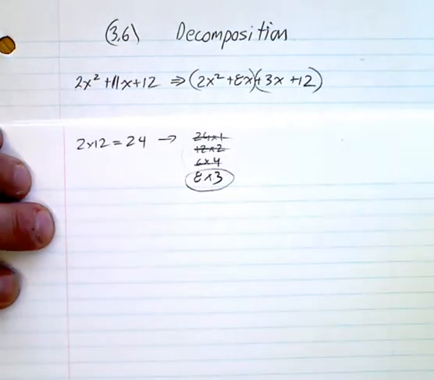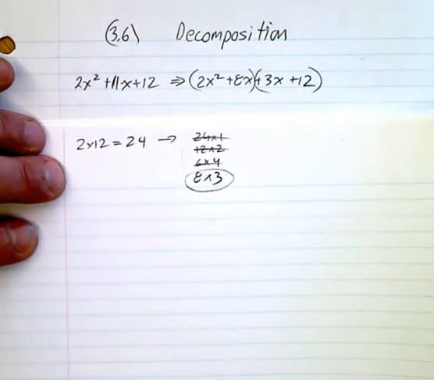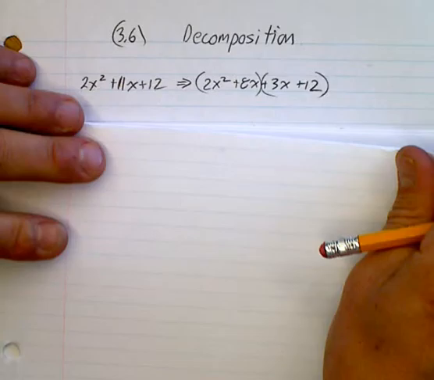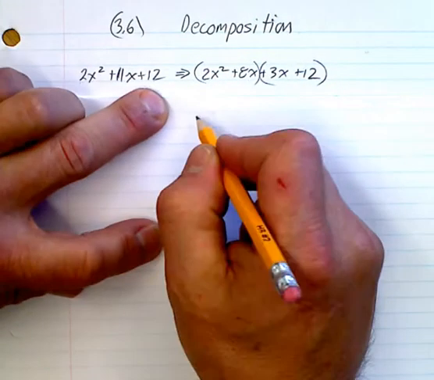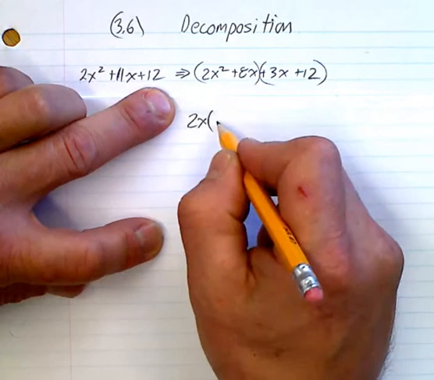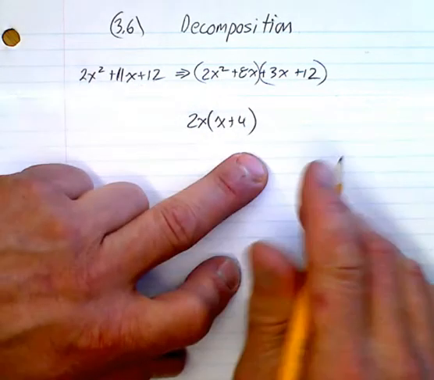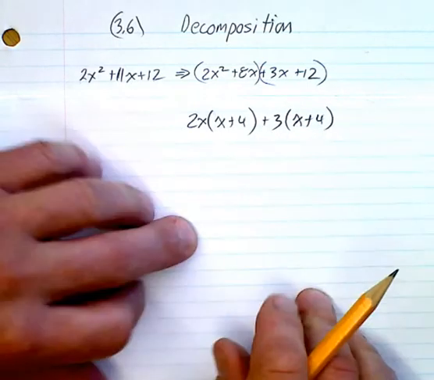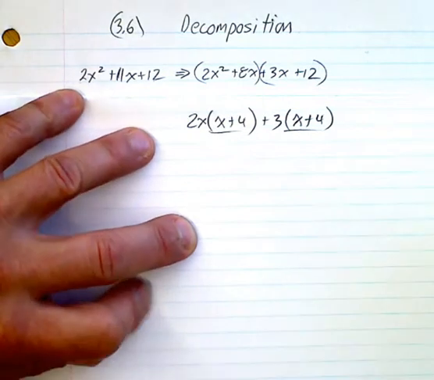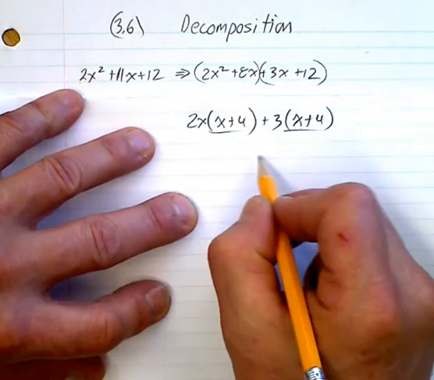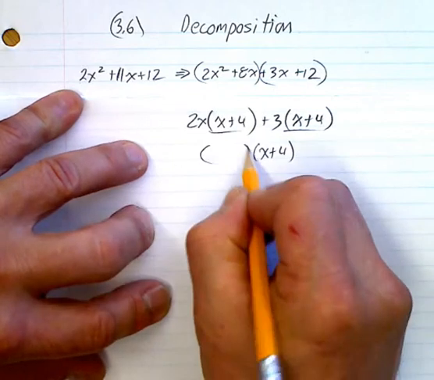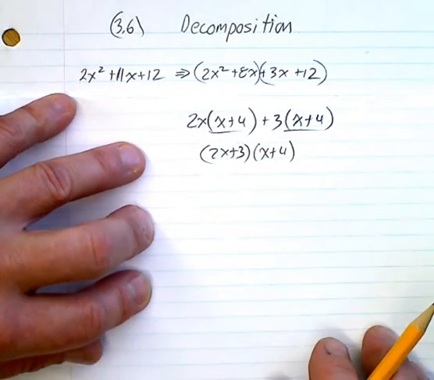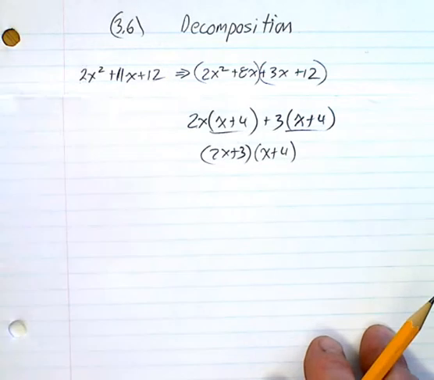What we do now is group these first two, and look at those separately. What can I factor out of those first two things? You can take a 2x out and you're left with x plus 4. In the second group, you can take a plus 3 out and you're left with x plus 4. Notice that you have two of the same binomials, which means that is one of your factors. The other one is 2x plus 3, and you're done. So that is decomposition.